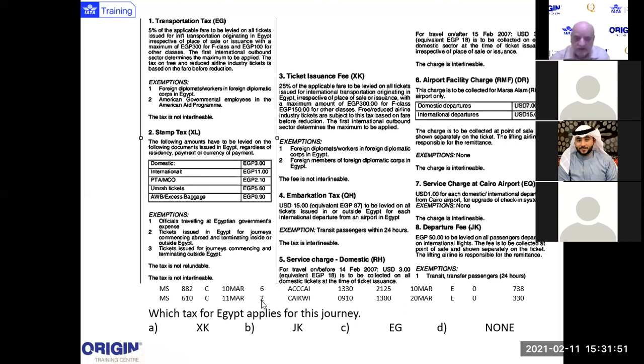Have a look at the itinerary. 10th of March. And when does he leave Cairo? 11 March. So if I arrive at 9:25 at night, and I leave at 9:10 the next morning, is that more than 24 hours? No, it's about 12 hours. An exemption, transit passengers. So he's exempt from that tax.